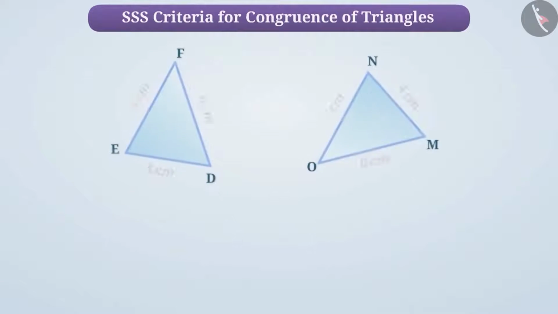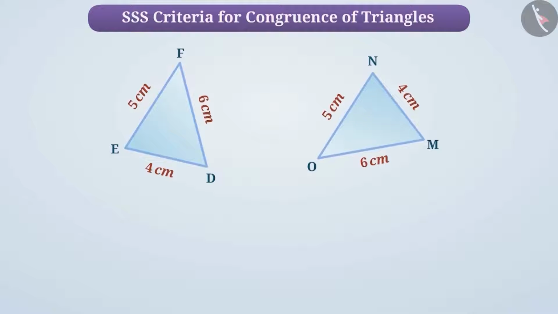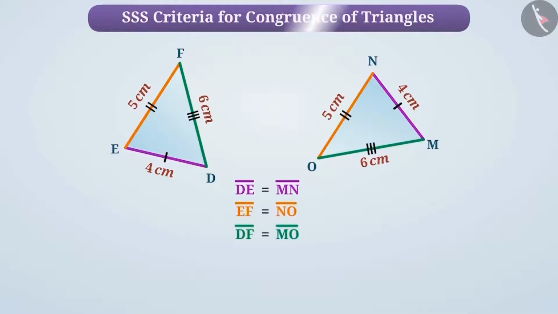Now, there are two triangles, triangle DEF and triangle MNO shown here. Can you now find out whether the given pair of triangles are congruent? Pause the video and find out. Let me tell you. We can see that in triangle DEF and triangle MNO, DE is equal to MN, EF is equal to NO, and DF is equal to MO. That is, their corresponding sides are equal. So, by the SSS congruence rule, triangle DEF and triangle MNO are congruent triangles.